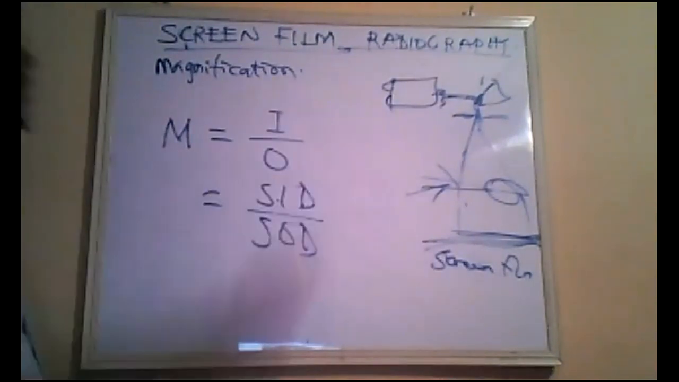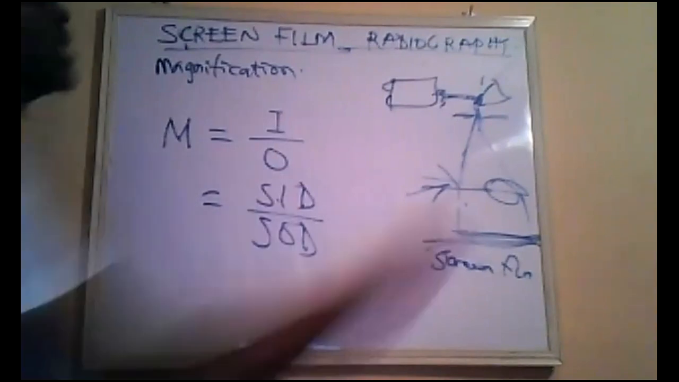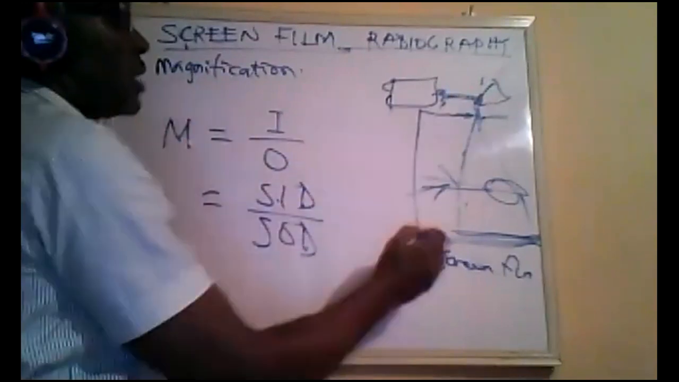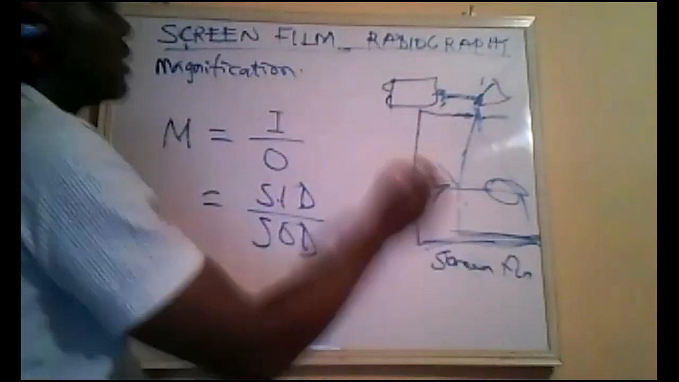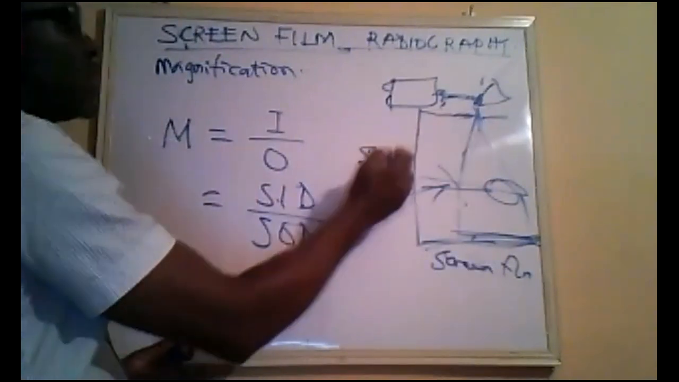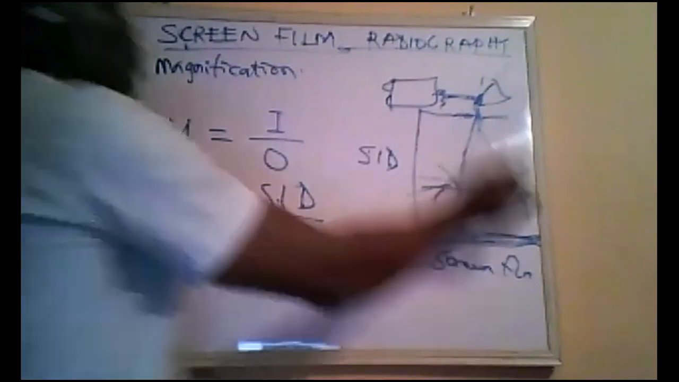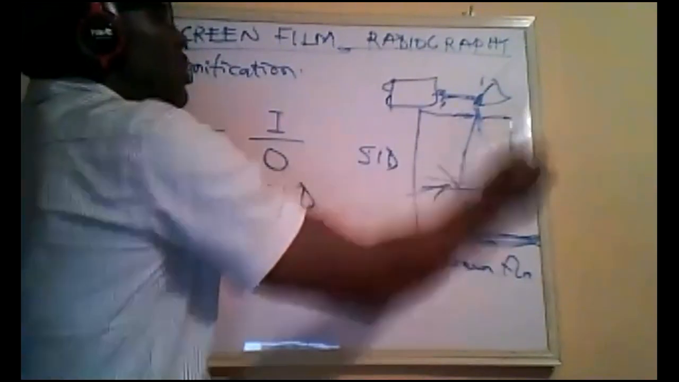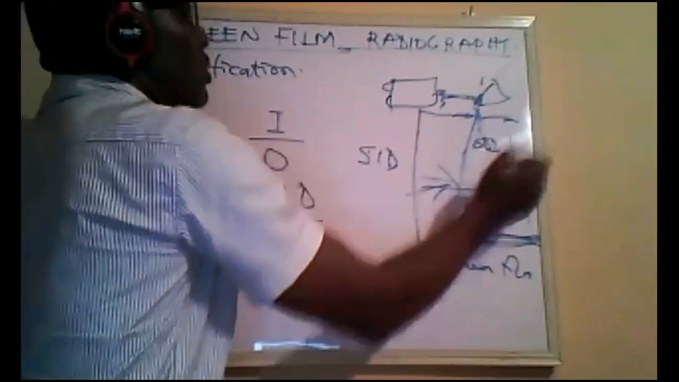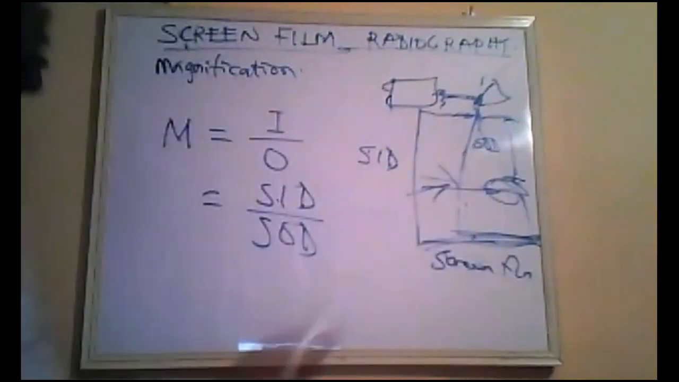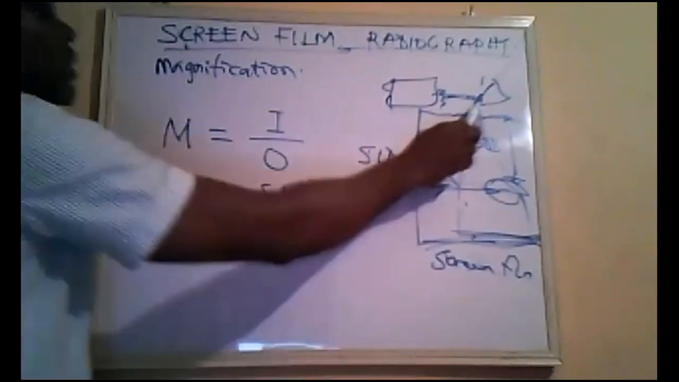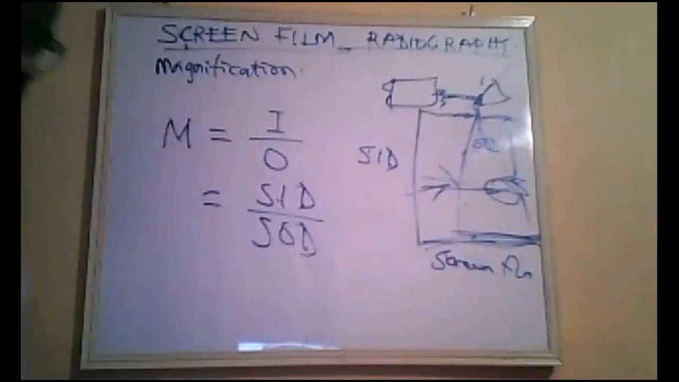This is our source. This is the screen, and the image will be captured here. So this is the SID. Then SOD is the source to object distance. This is our object, this is our source, and this is our SOD. So the magnification is just this distance over this distance.